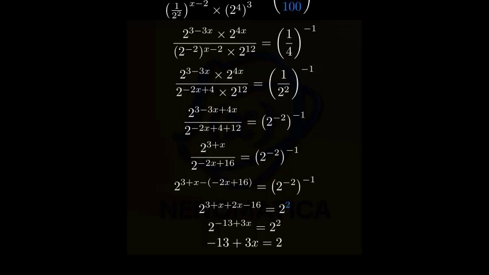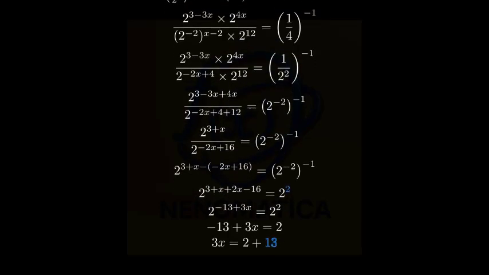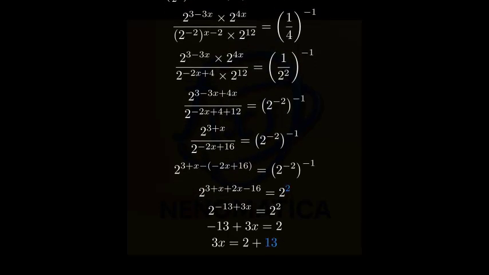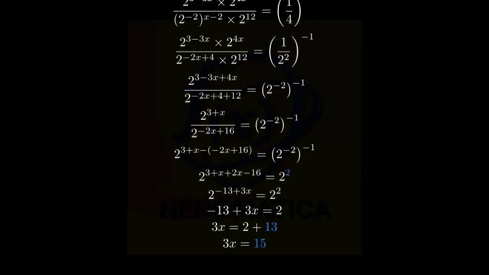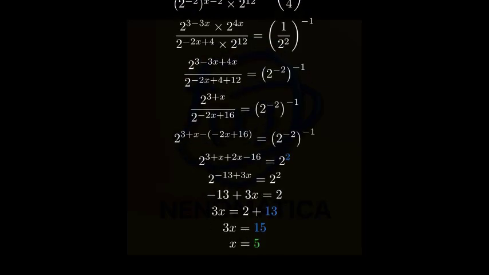This gives us 3x equals 2 plus 13. 2 plus 13 equals 15, so 3x equals 15. Finally, dividing both sides by 3, we get x equals 5. Therefore, the solution to our exponential equation is x equals 5.